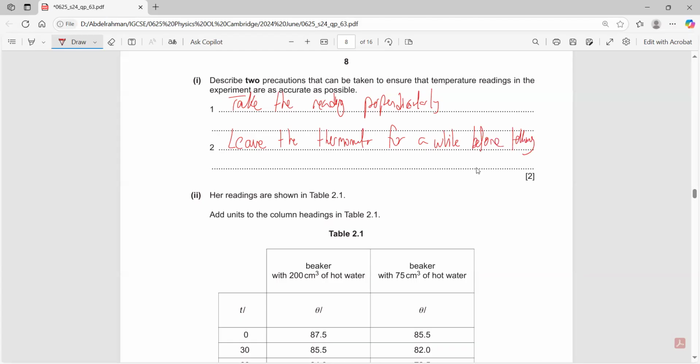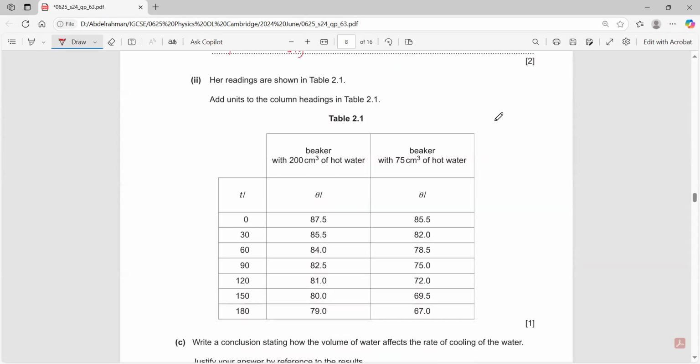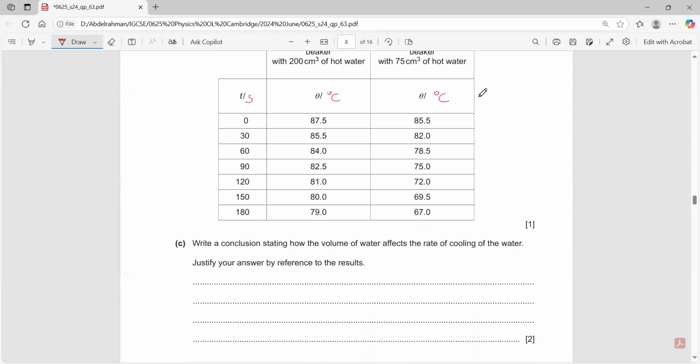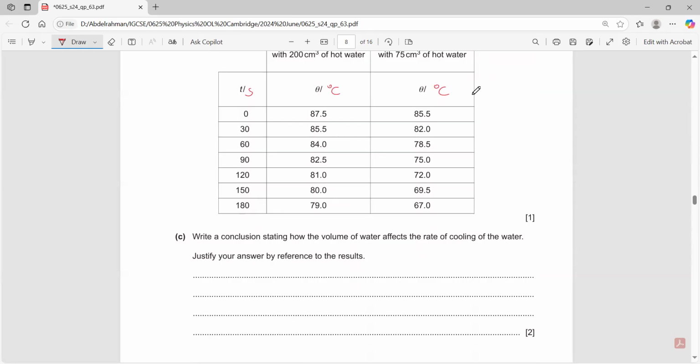Before taking the reading, basically, you need to wait until the temperature or the reading stops rising. Readings are shown in table 2.1. Add units to the column headings. So the column headings: the time would be in seconds, and temperature in degrees Celsius. Write a conclusion stating how the volume affects the rate of cooling.